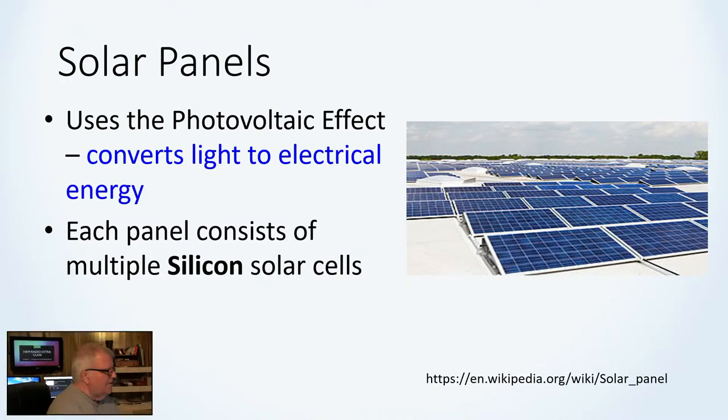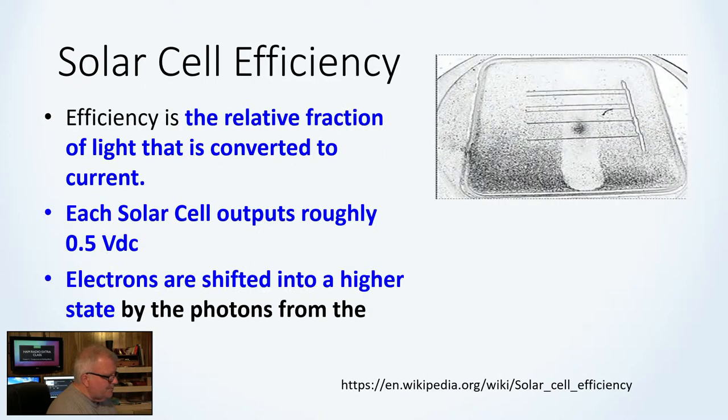Solar panels use the photovoltaic effect to convert light to electrical energy. Silicon solar cells are the most common right now. Each panel consists of multiple silicon solar cells connected in series and parallel. Solar cell efficiency is the relative fraction of light that is converted to current. So if you had 100% of light and it's all converted to current, then you have 100% efficiency. But what if your solar cell is dirty? Then maybe you've got 100% light, but only 50% is getting through.